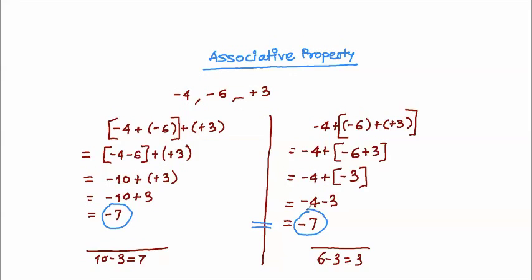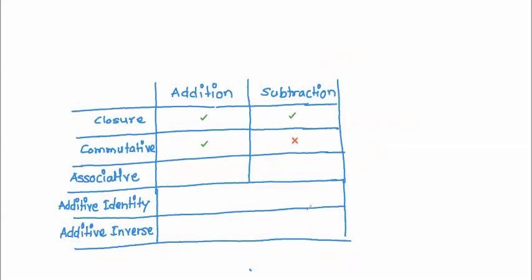So even if we change the order of the operation, we see that the answer is not changing. So we can say that integers are associative under addition, or addition in integers is associative. So let's go and update our chart. So what we say is, addition under integers is associative.